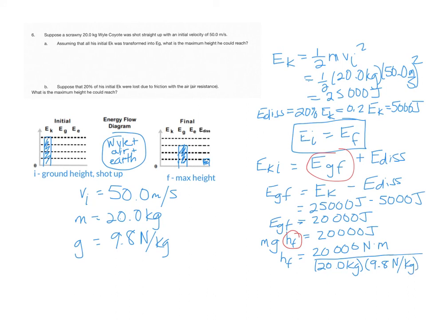I will end up with my kilograms canceling out on the bottom because I have kilograms and per kilogram. On the top I have newtons, and on the bottom I have newtons. And I should have meters as my unit, which makes sense since I'm finding height. My final answer is 102.